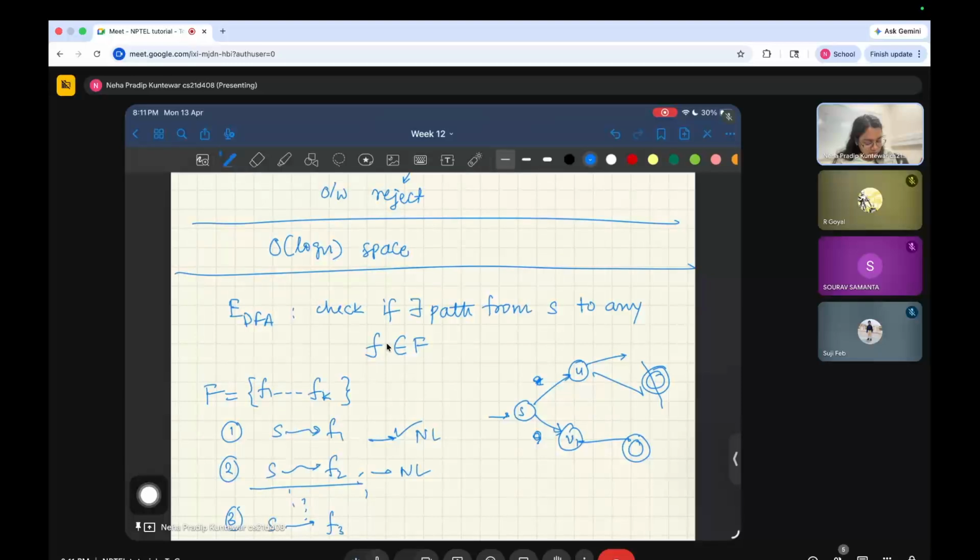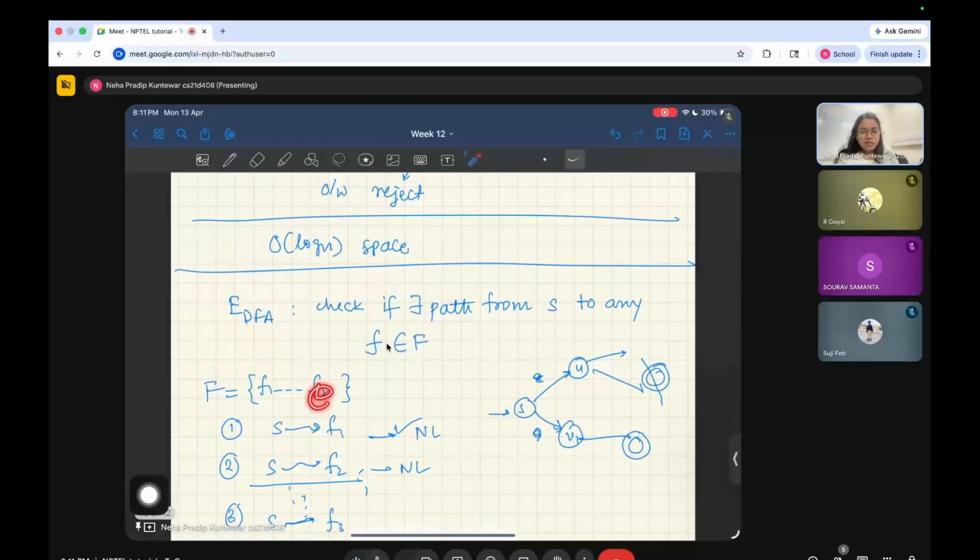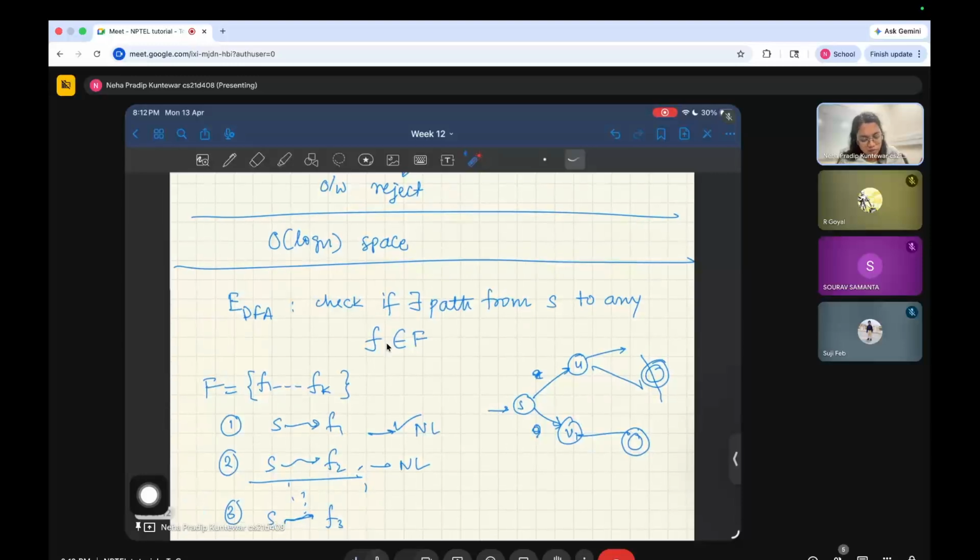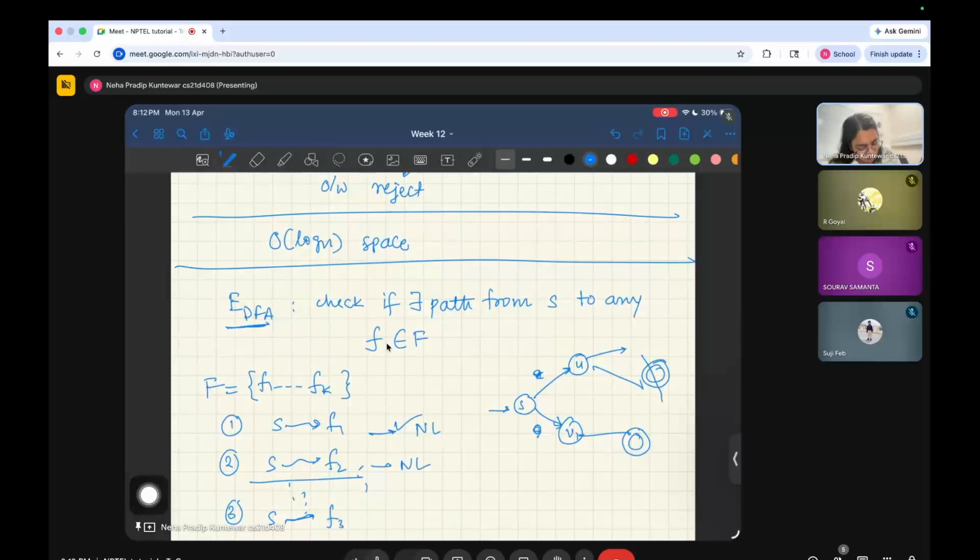So the point is that if the space were not reusable, then this would be a problem, because there could potentially be many. But that's not an issue for us because of the reusability of space. And therefore, as you mentioned, this is nothing but multiple instances of the reachability problem, which is still in NL. So this part is fine.